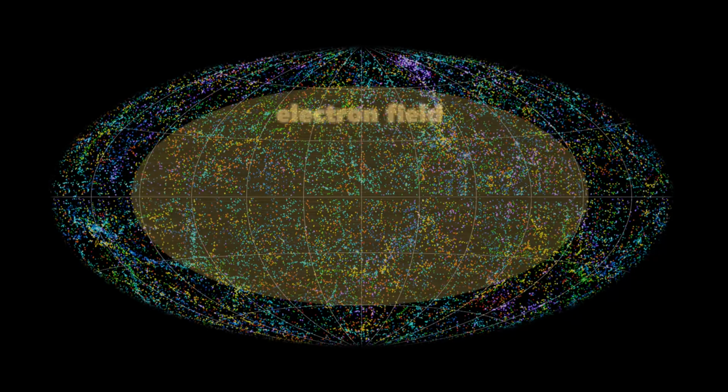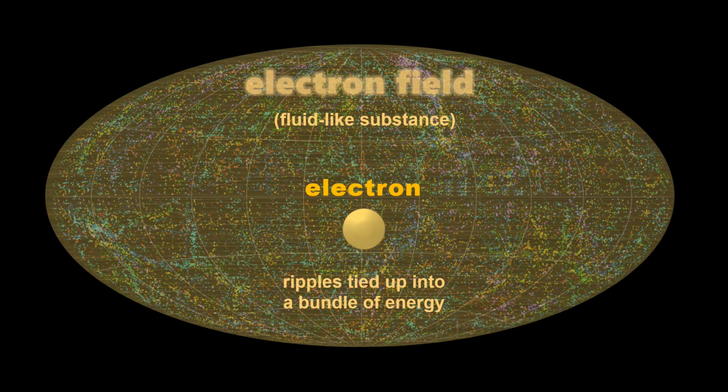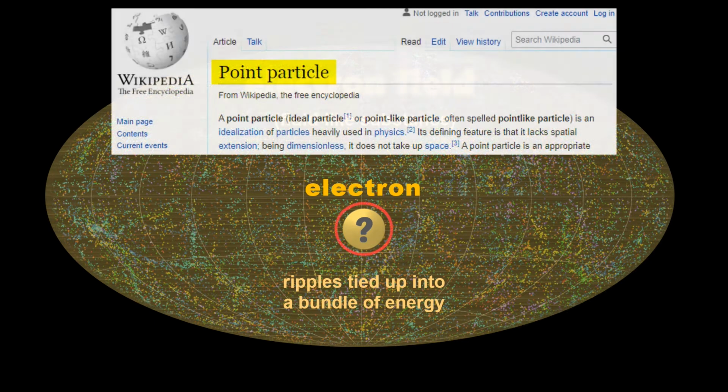So, according to Professor Tong, there is an electron field, which is a fluid-like substance spread out throughout the entire universe. And an electron is ripples in this electron field, tied up into a little bundle of energy. The shape and nature of these ripples is not yet known, so for now, physicists generally make use of the idea of a point particle.